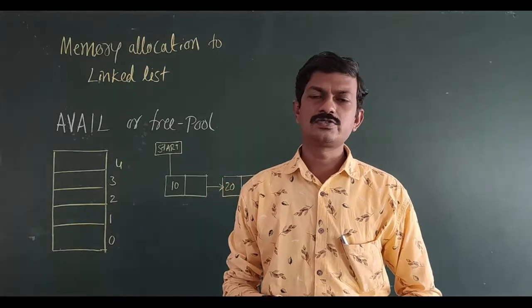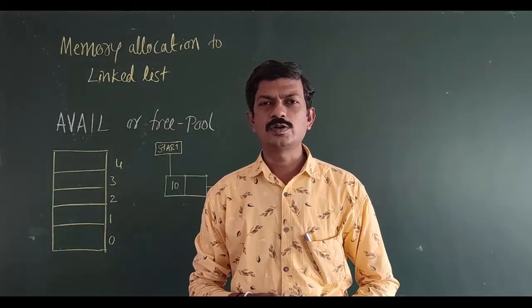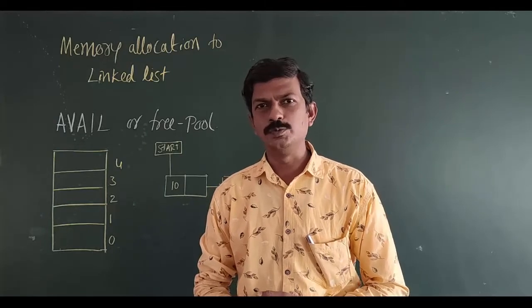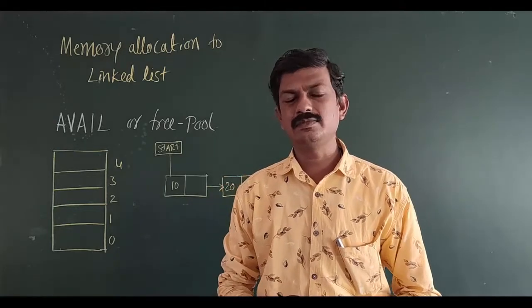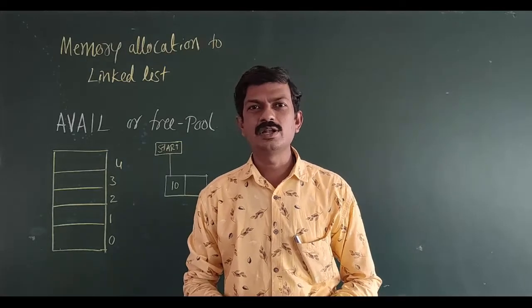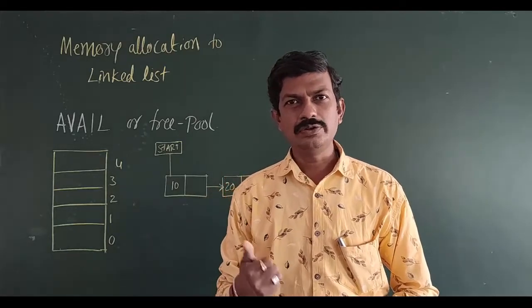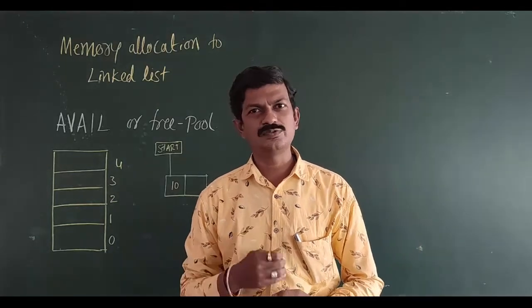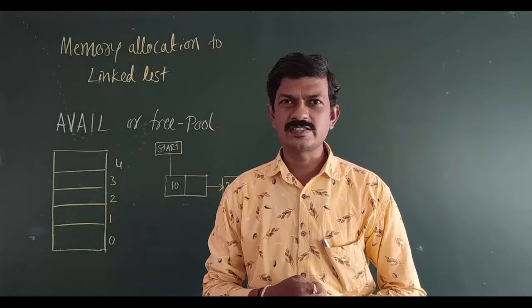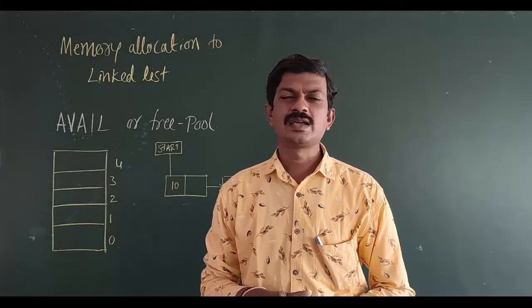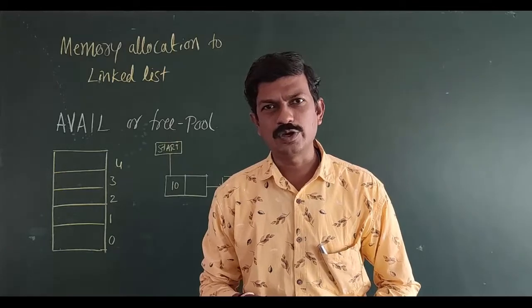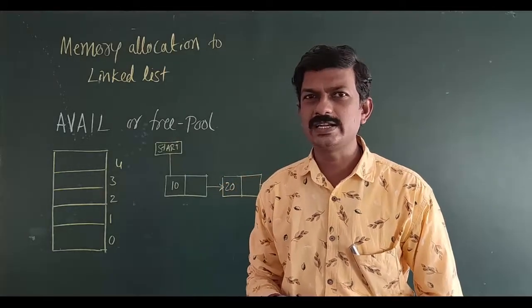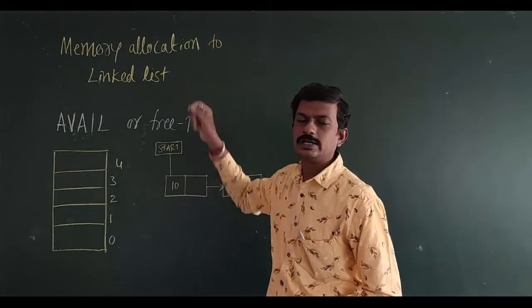Hello everyone. In the previous class we discussed how to create a linked list, and we also discussed four different types of operations for creating a node. Those are dynamic memory allocation techniques: new, new with square brackets, delete, and delete with square brackets. These are the four operators we discussed in the previous class for dynamic memory allocation. Now in this class we are discussing memory allocation for a linked list.